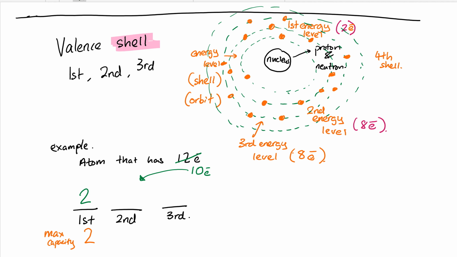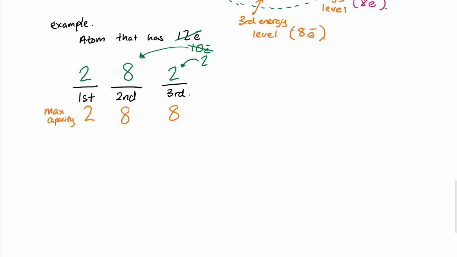In the second shell, the maximum capacity is 8. So you put 8 electrons into the second shell. The remaining electrons are 2. So you start putting the remaining electrons into the third shell, and the maximum capacity for that shell is 8. If we look at this, we have filled all of our electrons into the 3 shells.